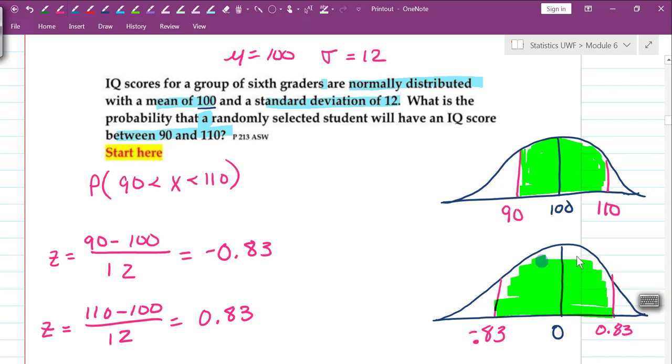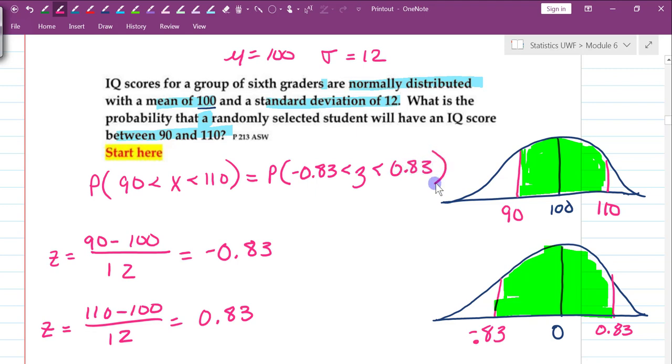Okay. Alrighty, so let's look at an equivalent. We are asked to solve the probability that a randomly selected student has a score between 90 and 110. That's the exact same thing as saying, I want to find the probability that the student is between negative 0.83 standard deviations below the mean to 0.83 standard deviations above the mean. Okay, that's the exact same question.